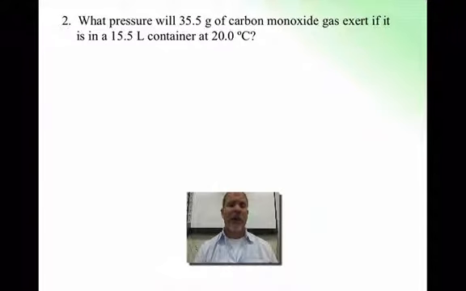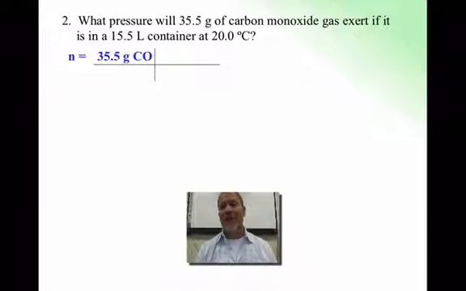Here's another problem. What pressure will 35.5 grams of carbon monoxide gas exert if it is in a 15.5 liter container at 20 degrees Celsius? Again, I have an amount, so the ideal gas law. Again, my amount is 35.5 grams. It must be in moles. So I look up carbon monoxide, CO. A little nomenclature came into play again there.